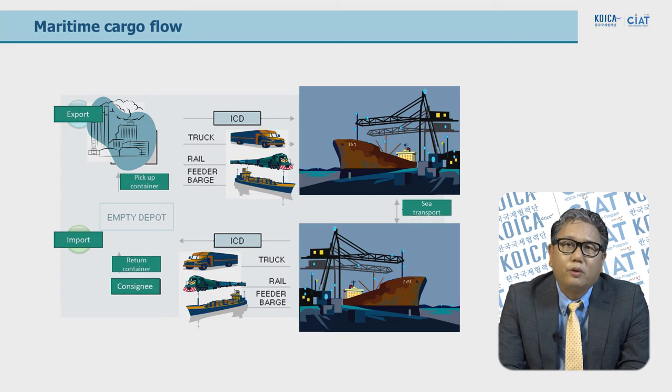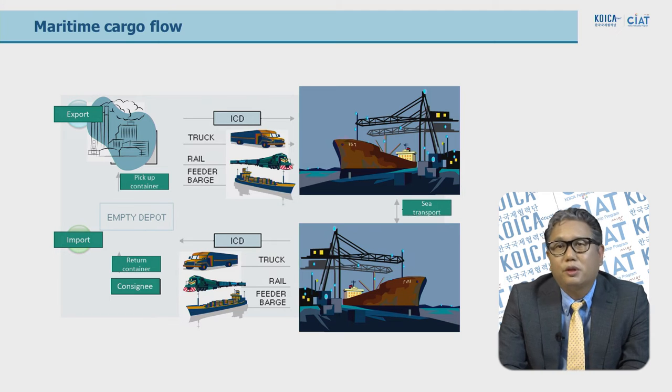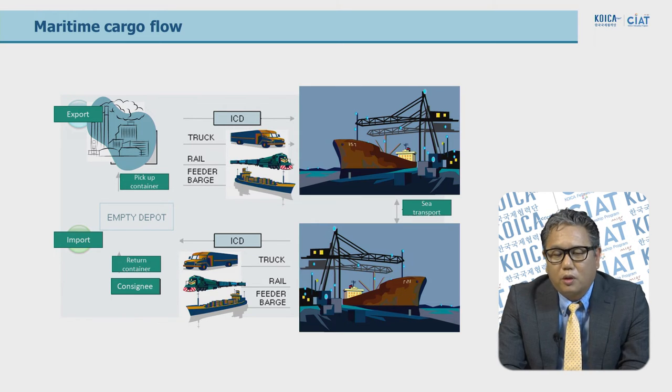The flow of export begins when the shipper consigns a carrier for transporting cargo. Then the carrier transports the cargo from a shipper's factory to the terminal and loads it on a ship. When arriving at the port of discharge, the carrier unloads the cargo from the ship and transports it by land to the consignee, using truck, rail, or feeder barges. Actually, this finishes the maritime cargo flow at the consignee's factory.